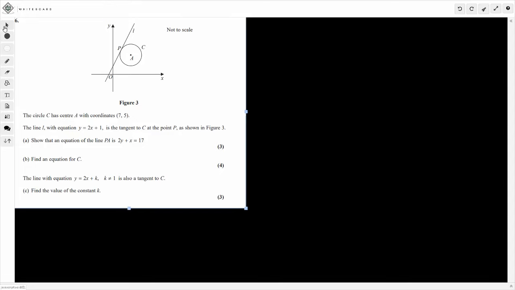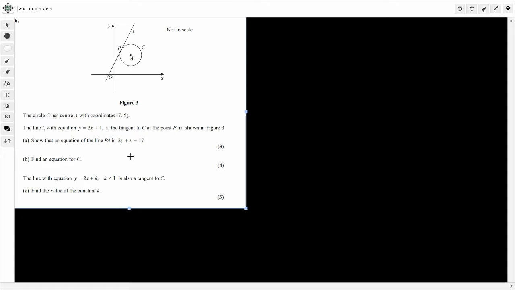Moving on to question 6 now. We're dealing with circles in this question. We're given the information that it has a centre A here with the coordinate 7, 5. So this is this point here, A. We're told the line L with equation y equals 2x plus 1 is the tangent to C, the point P here, as shown in figure 3.